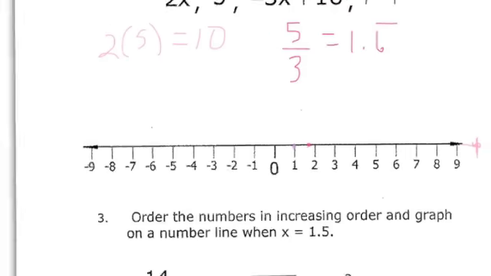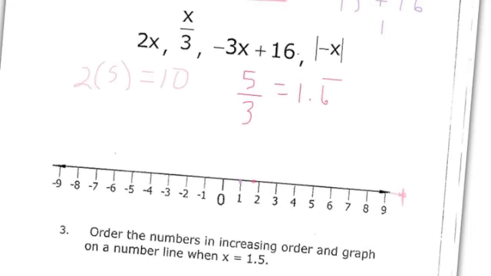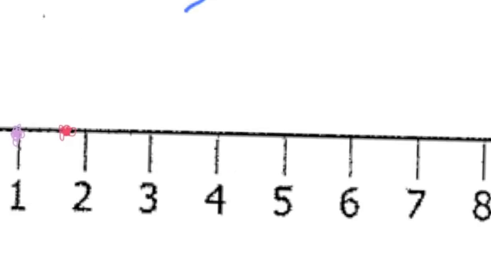Okay, not so bad. And the last one, we've got absolute value. We'll do blue this time. So we've got the absolute value of negative 5, plug that in. The absolute value of negative 5 means you take that number and make it positive, which would be 5. So go ahead and zoom in, put that on your graph. And that's all of our numbers.